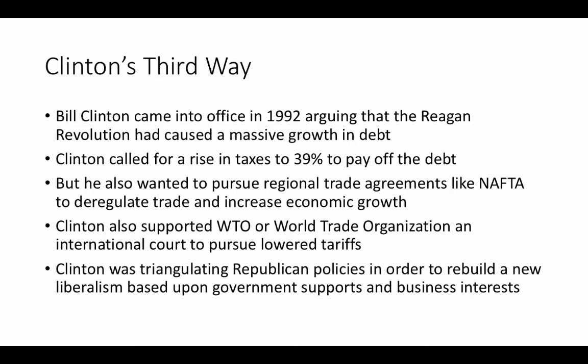In 1992, Clinton was elected. There was a lot of enthusiasm for Clinton, but then the Congress, which had been Democratic for over 40 years, turned Republican in the next election in 1994. When Clinton ran in 1996, he realized if he wanted to keep office, he would have to sound somewhat Republican while pursuing a new redefinition of liberalism. So that's what he did. He triangulated Republican policies and built a new liberalism that was based upon government supports while trying to make business interests more satisfied.